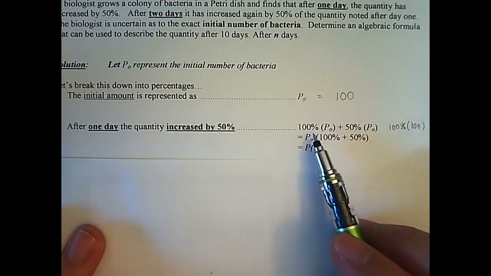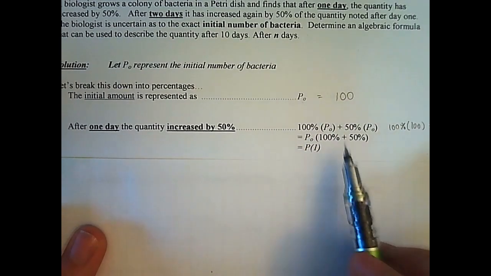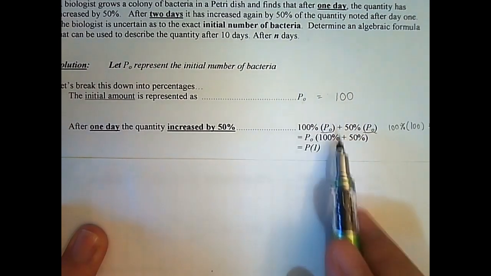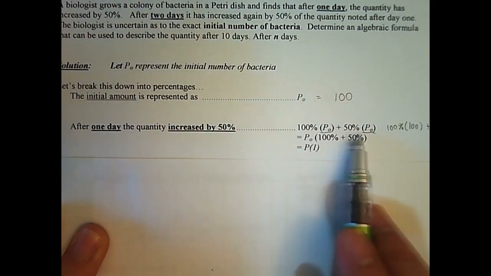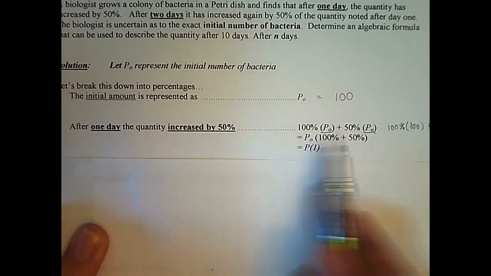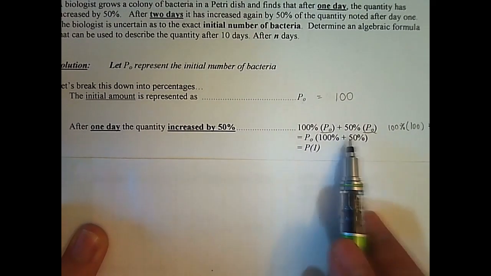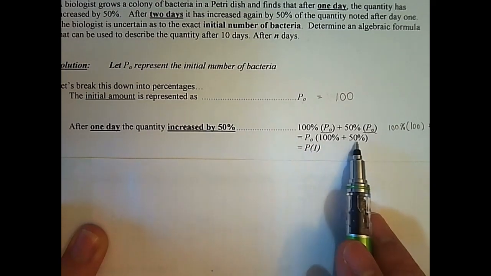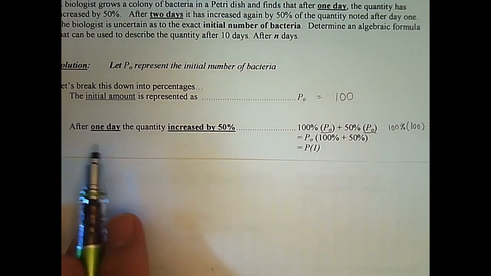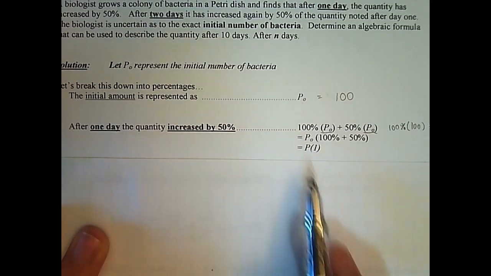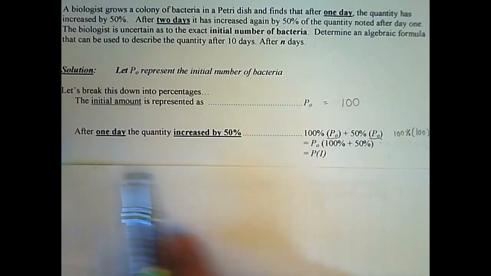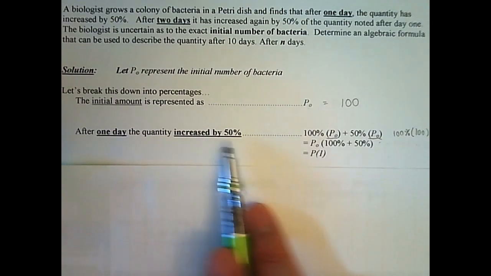Now, just by looking at some algebra here and the variables, notice that we have this common factor. So I'm going to factor out P0, the initial population, so that I just have these two percentages inside the brackets. So P0 is equal to 100% plus 50%. And since this is after 1 day, we're going to call this P1. So this is just after 1 day. After 1 day, the population increased by 50%.